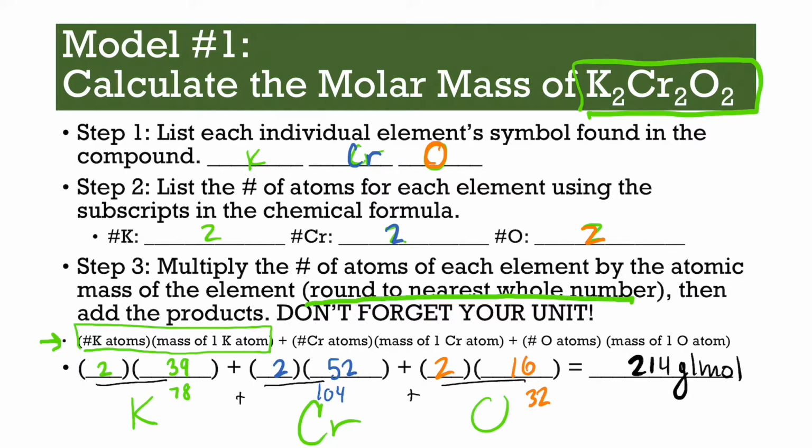So that means if you had 1 mole of K2Cr2O7, it would be 214 grams. Okay. So breaking up by each element, finding each part, and then finding the whole is my favorite way about doing it. And when we do percent composition, it makes that so much easier.